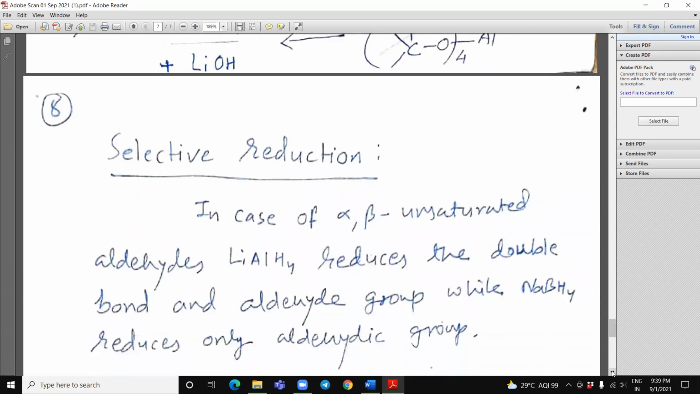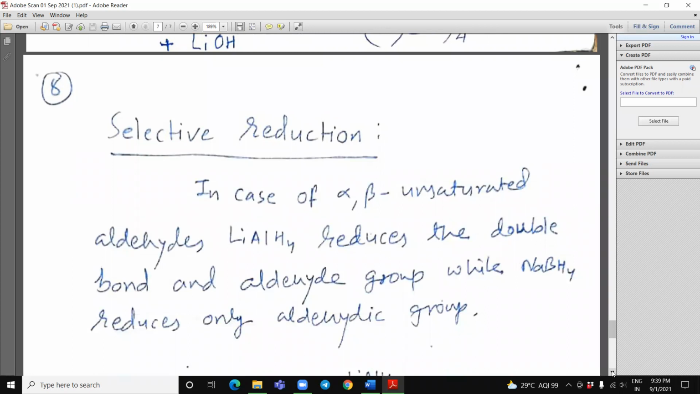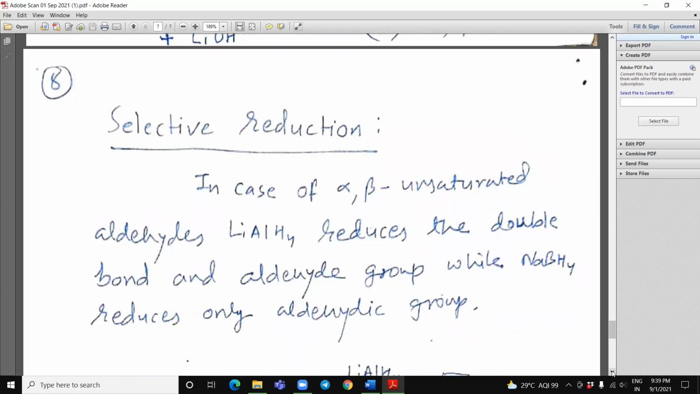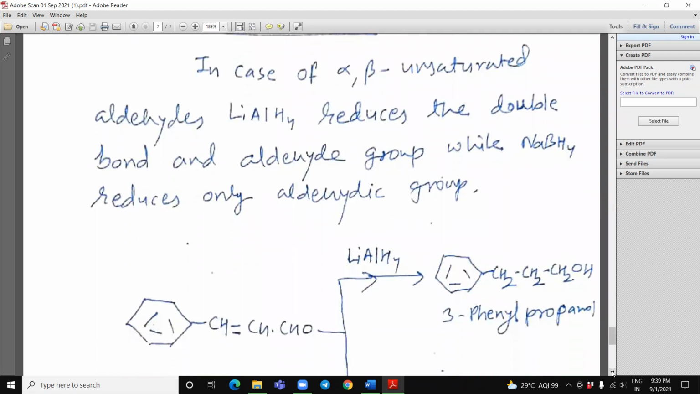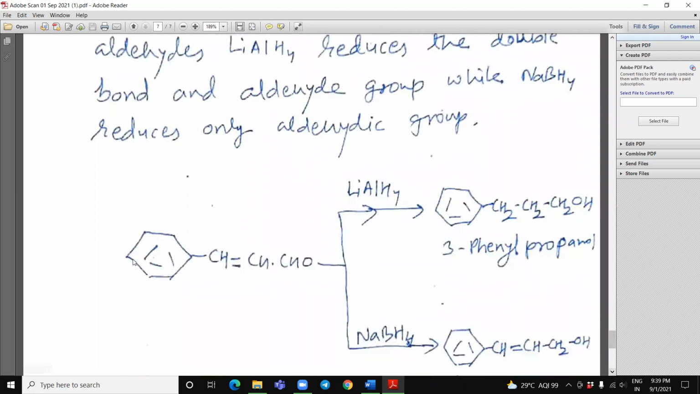Selective reduction. In the case of alpha beta unsaturated aldehydes, lithium aluminum hydride reduces the double bond and the aldehyde group, while sodium borohydride reduces only the aldehydic group. See here, lithium aluminum hydride will reduce both the groups, unsaturated and aldehyde, whereas sodium borohydride will only reduce the aldehyde group. So it is a selective reagent.